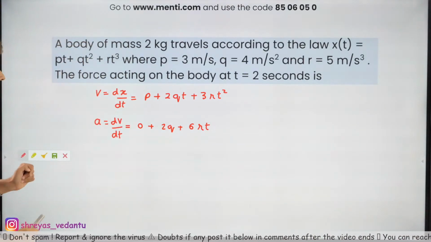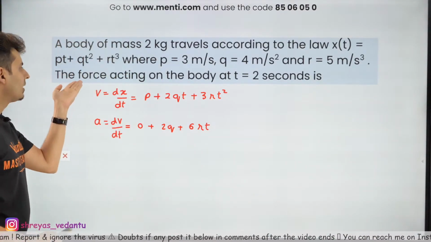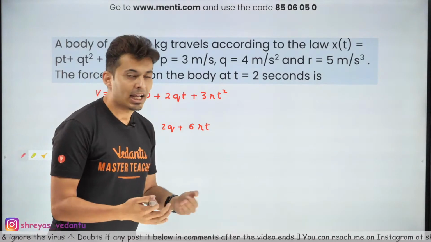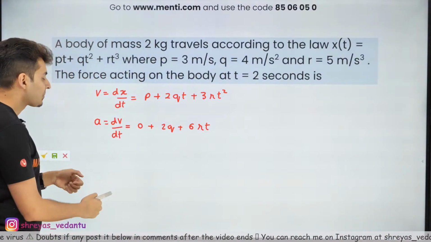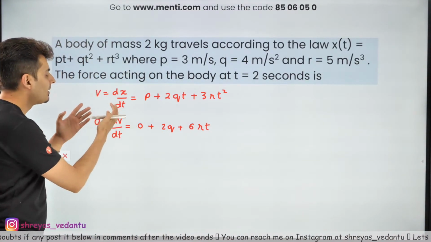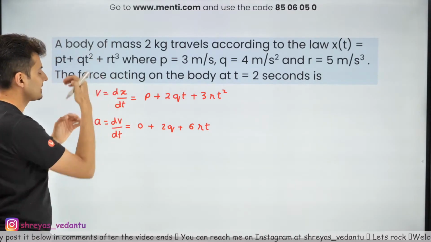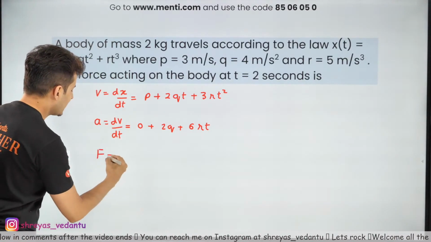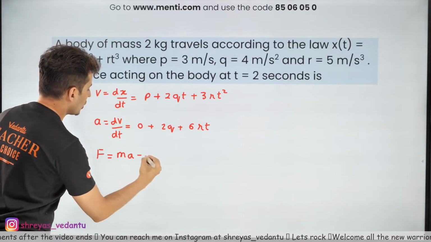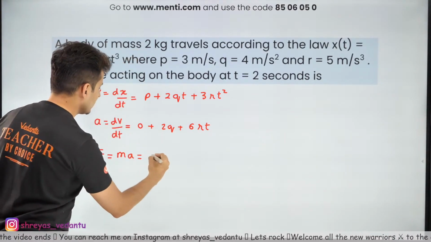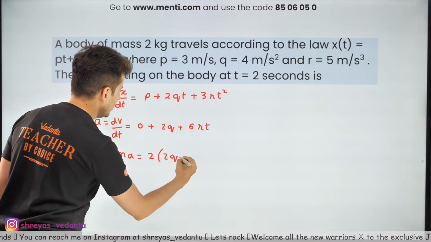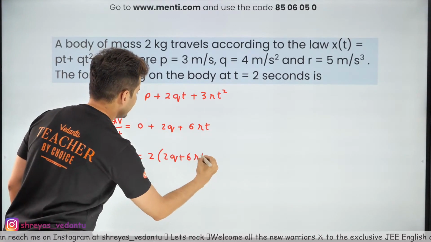Why did I do this? Because the question is force. What is force? Ma. So I need a. How do you get a? By finding v. How do you get v? By differentiating x. Okay, so force is ma. So m is 2. So 2 into (2Q plus 6Rt).